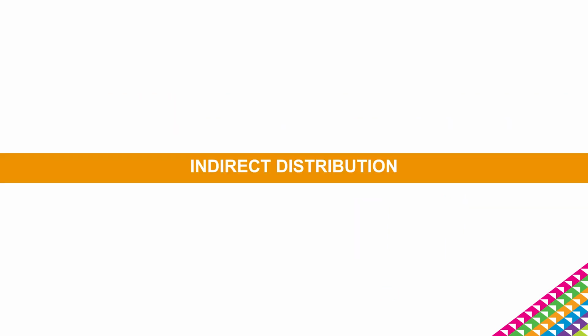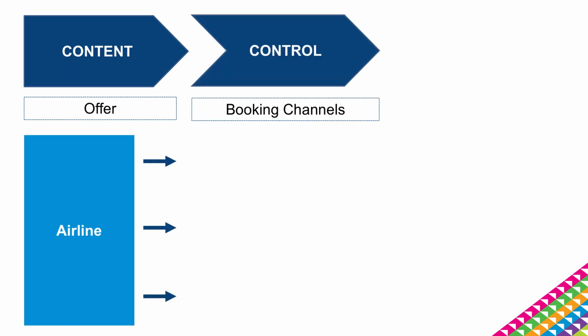Let's explore in more detail how the indirect distribution works. This is typically what happens behind the scenes when a traveler books a flight. Every airline chooses its distribution channels. In other words, these are the interfaces where their products and services will be bookable. If you remember, it refers to the first block, content. Then control. This is the booking channel.